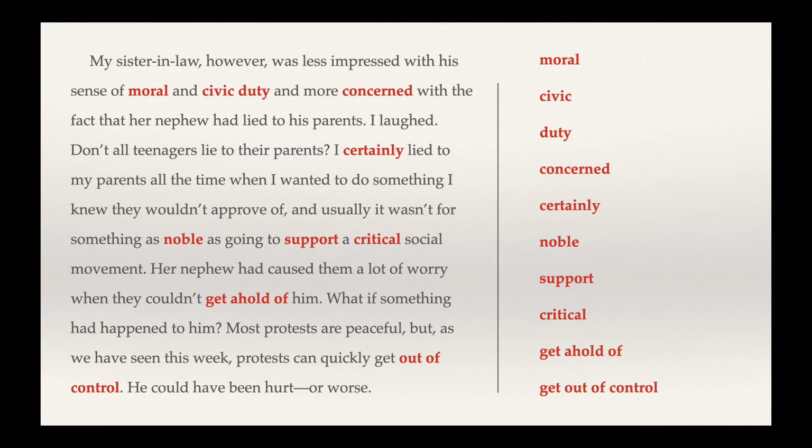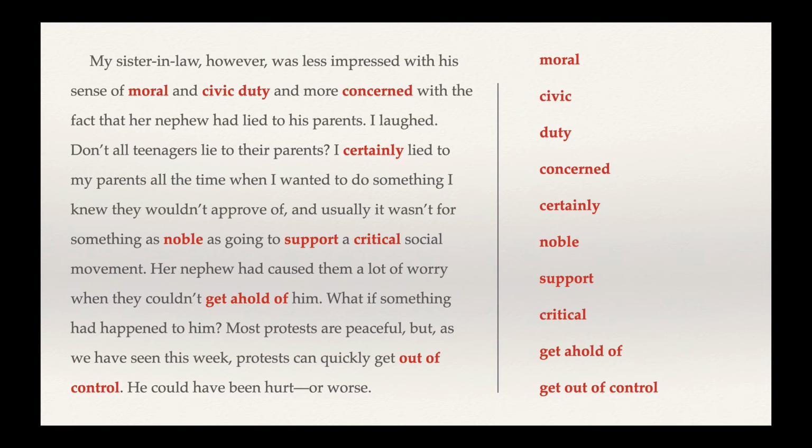Next, we have a question. Don't all teenagers lie to their parents? What is this question doing here? Who is this question directed at? Why are we asking this question? This question is just meant to show what the speaker is thinking. Oh, that lying isn't a big deal, really, because all teenagers lie to their parents. So this question is really more like a sentence. All teenagers lie to their parents.